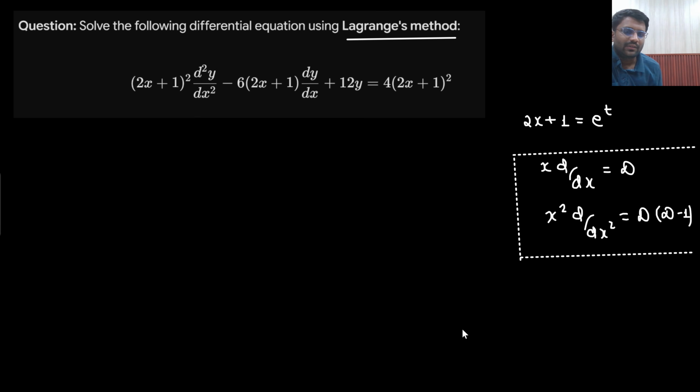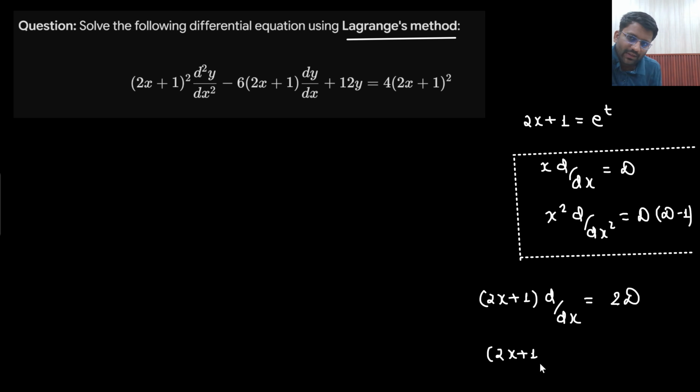Now what we are doing? Now I need to replace 2x plus 1 d by dx. Sir, x d by dx was replaced with D. So the same thing will happen. It's just that you need to see this factor. What is this factor? This factor is 2. What is the power here? Power is 1, no? So this will be replaced with 2D.